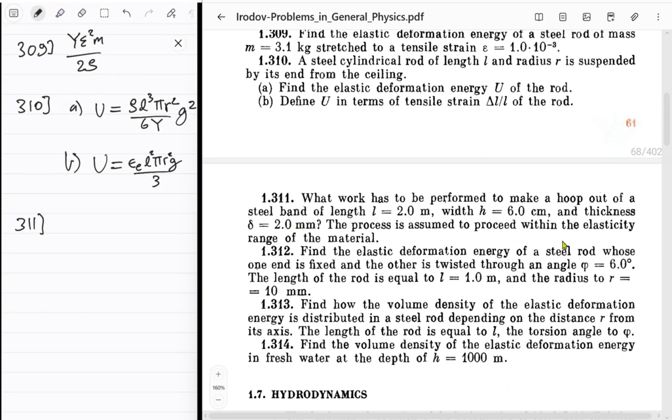What do you mean you want to make a hoop? Huh? Oh, so you want to bend it and then make a hoop out of it. That's pretty weird. Okay, so what work has to be performed to do that? I get it. They just want us to figure out a change in elastic potential energy, but then is that actually the work? Maybe it is. Who knows? Yeah, just figure out the.